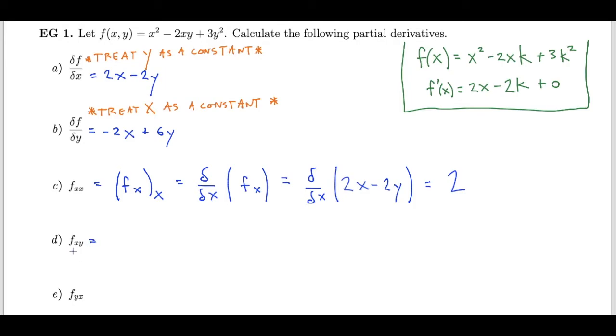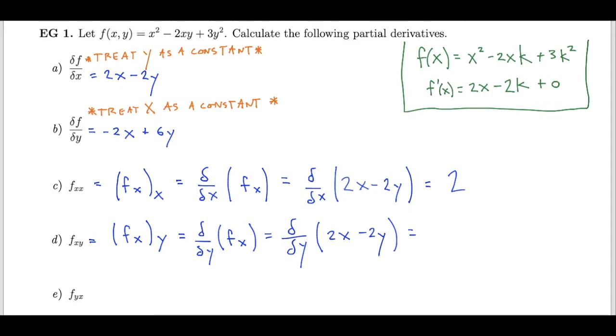This is asking for f sub xy, which means I should take f sub x, the partial of f with respect to x, and then apply the partial with respect to y to that expression. So rewriting that in a slightly different notation, I will take the partial with respect to x, that's my answer to part A, and this time I will apply another derivative to it, but I'll be applying a derivative with respect to y. Adopting the perspective now that x is a constant, applying my standard differentiation rules, I get the derivative of 2x will be 0, and the derivative of negative 2y will be negative 2. I have one last partial derivative that I'm asked to evaluate in this example.